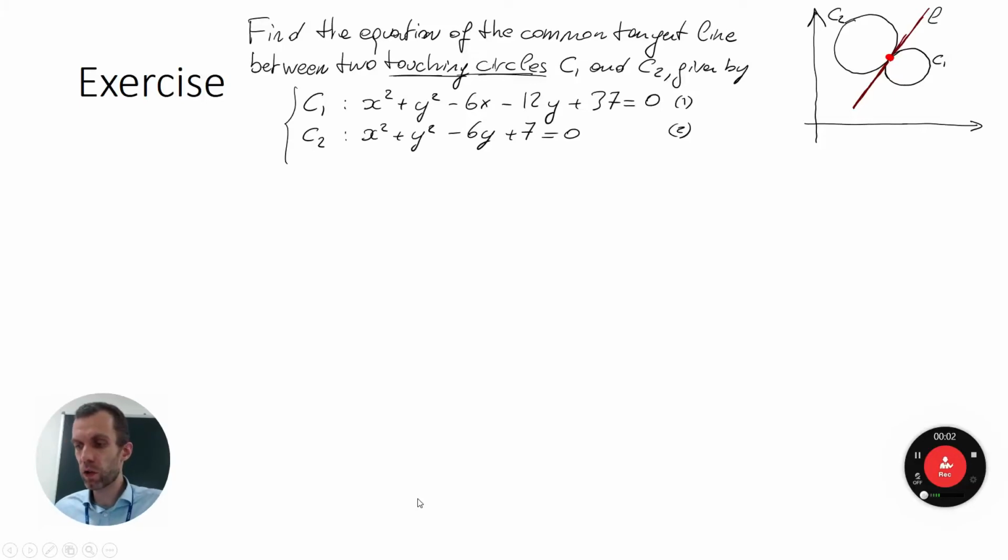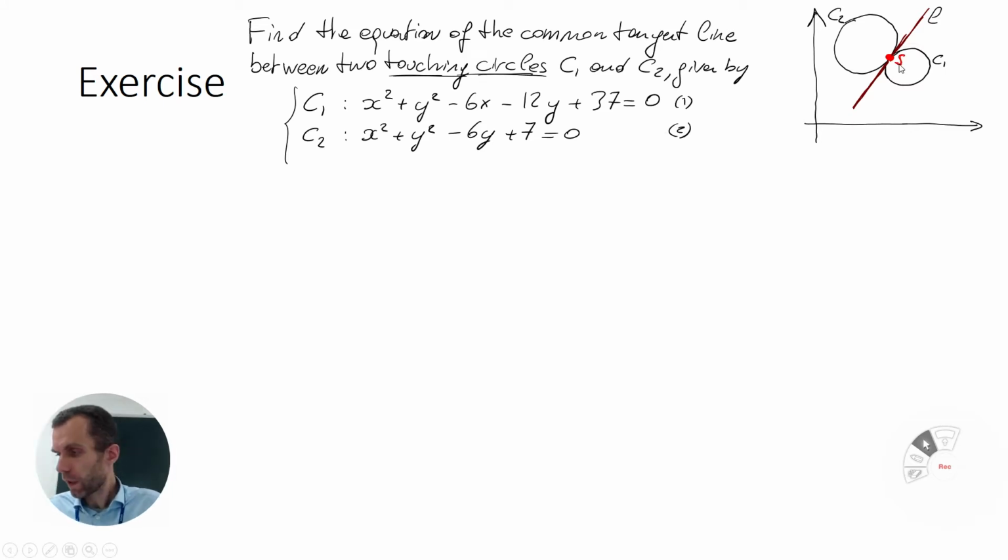So for this last video, we're going to look at a slightly more complex example, which is going to use several of the techniques that we've seen in the lecture. So the problem statement is basically you have two circles, as you can see on the figure, C1 and C2, and these circles touch in a common point, which I'll call S.